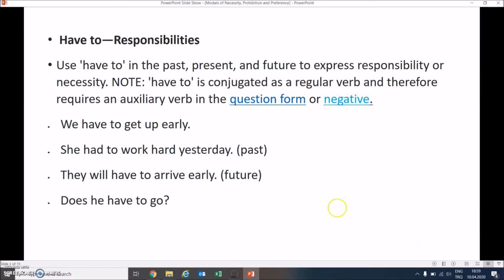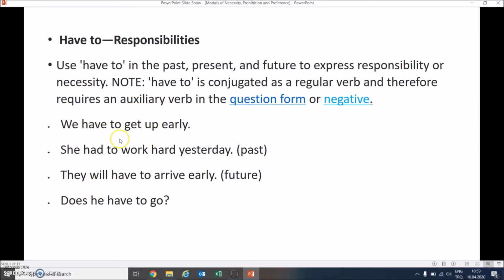Use have to in the past, present, and future to express responsibility or necessity. We have a note here. Have to is conjugated as a regular verb and therefore requires an auxiliary verb in the question form or negative. For example, does he have to go? Does is an auxiliary verb here.